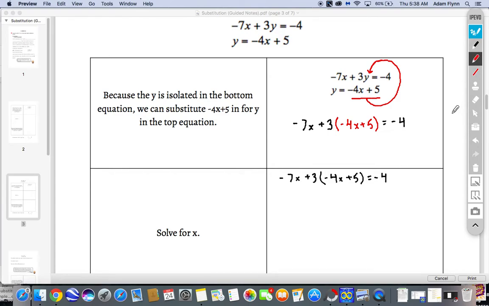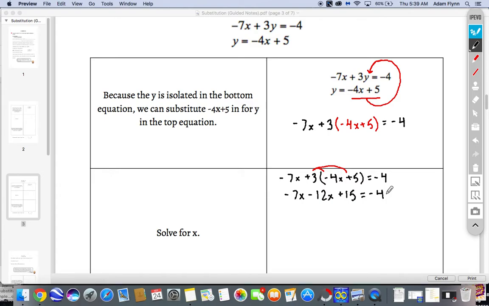So my first step when solving for x here, I need to get rid of the parentheses, so I will distribute this 3, which means I'll be multiplying. So I end up getting negative 7x. 3 times negative 4x is going to be negative 12x. And 3 times 5 is going to be positive 15. And then the equals negative 4. If I continue to simplify, negative 7x minus 12x is going to be negative 19x, followed by the rest of my equation.